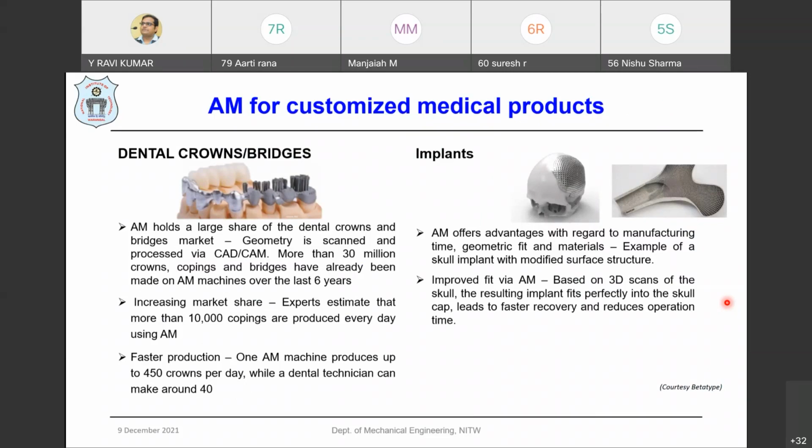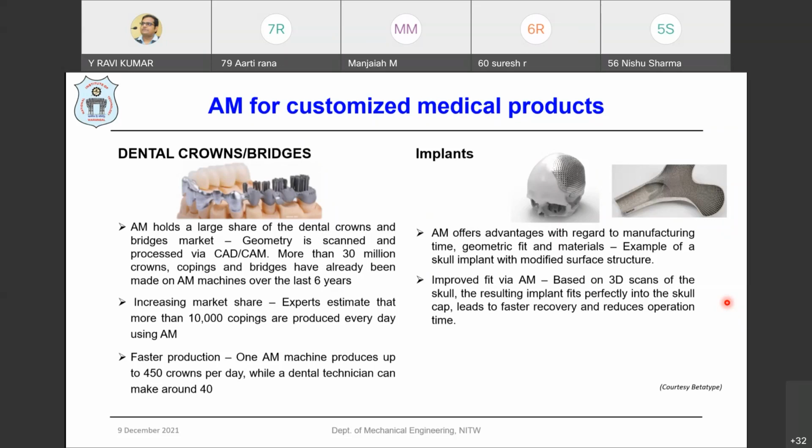This is where AM plays a major role in customization, in highly customized parts, because so many 3D scanners are available. With the help of 3D scanners, we can scan the patient-specific requirement for the crowns or bridges, and that can be redesigned or edited with available software such as Mimics or Magics. With the help of the DICOM file we can edit and redesign, and then print such crowns or bridges in metal.